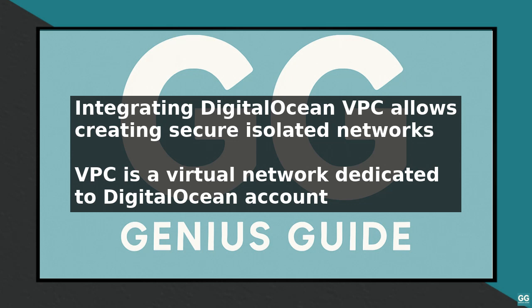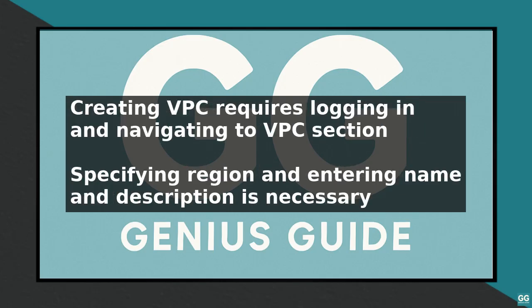To integrate DigitalOcean VPC, you first need to create a VPC in your DigitalOcean account. Log into your DigitalOcean account and navigate to the VPC section. Click on the Create VPC button and enter a name and description for your VPC. You also need to specify the region where you want to create your VPC.